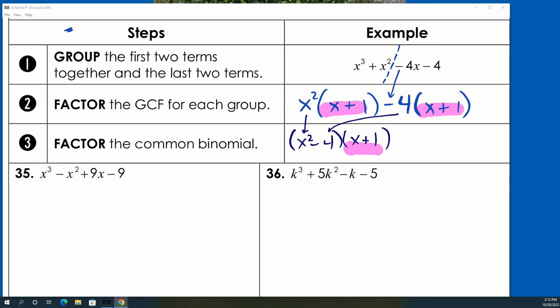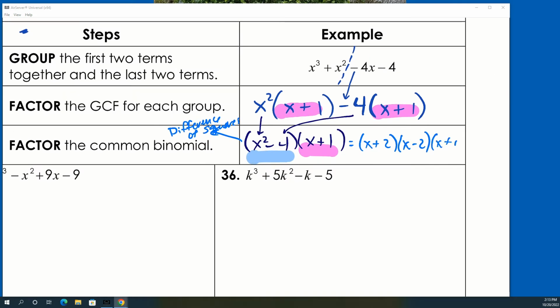Now, this one is kind of an annoying one. Some of these are annoying because once you do this, you have to factor it again. So what do you guys notice about x squared minus 4? It's the difference of squares. All right, so x squared minus 4 is going to be x plus 2, x minus 2, and that's from a couple days ago. And then that x plus 1 just comes over. So that's going to be the final answer.